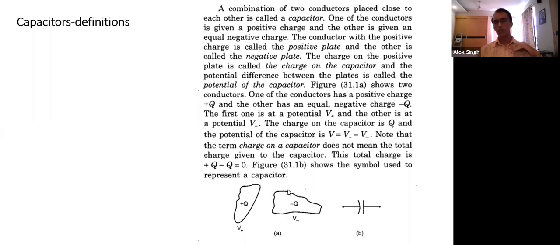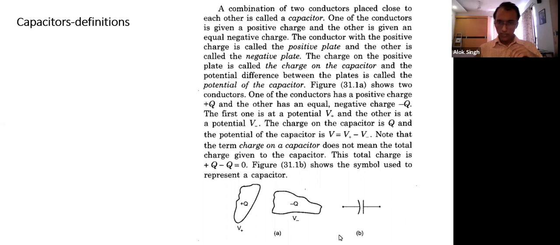We'll see that later. So typically what we do, if you have two conductors, if one is given a positive charge, say plus Q, the other one is typically given, not necessarily so, but mostly, an equal and opposite charge. So one has plus Q charge, the other has minus Q charge in a charged state. The conductor with a positive charge is called a positive plate, and the conductor with a negative charge is called a negative plate. Nothing very surprising.